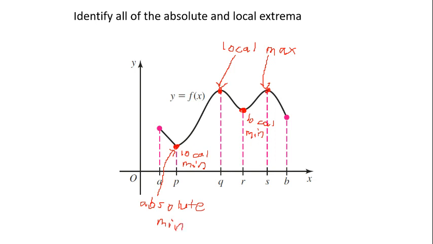The absolute max is actually going to occur both at Q and at S. Because remember, you can have two points, and if they have the same y-coordinate, and that y-coordinate is the biggest one on the entire interval, it counts as an absolute extrema. So both Q and S are also absolute maxes, and they are tied for absolute max. A and B there, endpoints, nothing special.